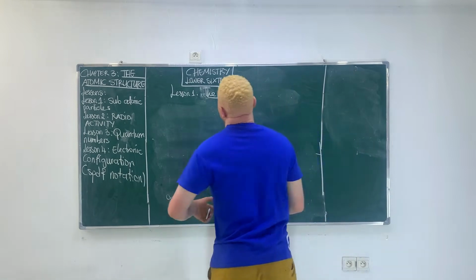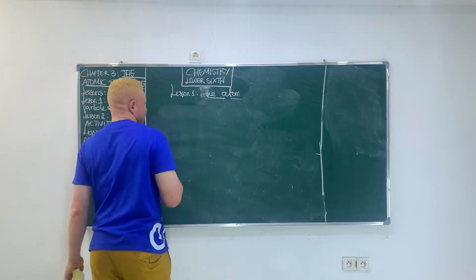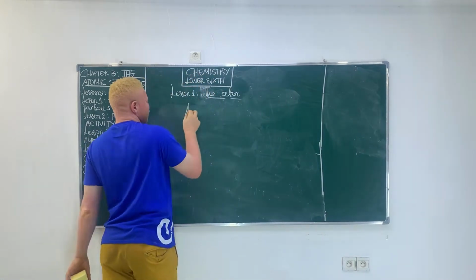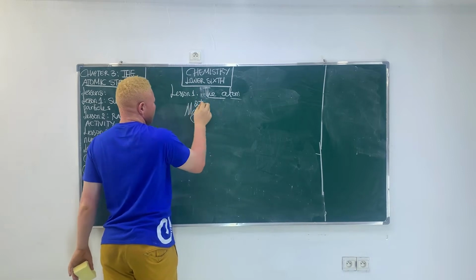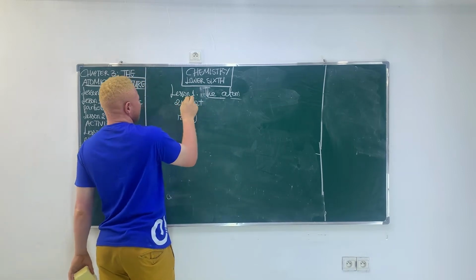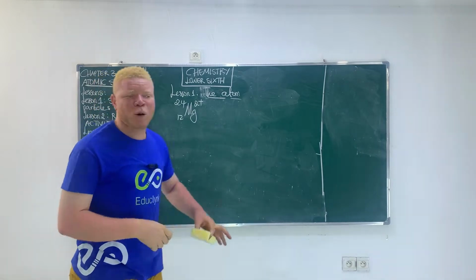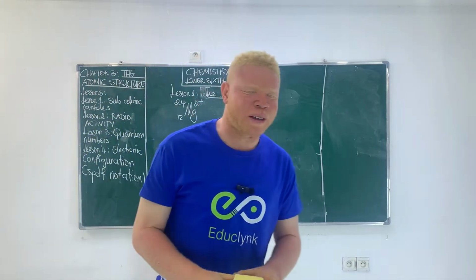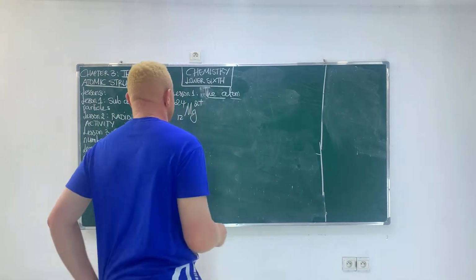So if you have an atom that is positively charged, let's take the case of magnesium, Mg 2+, 12, 24. In this case, the proton number is not affected. The proton number is still 12.